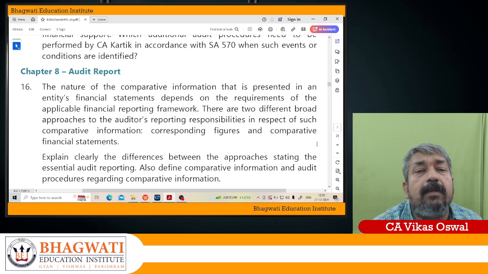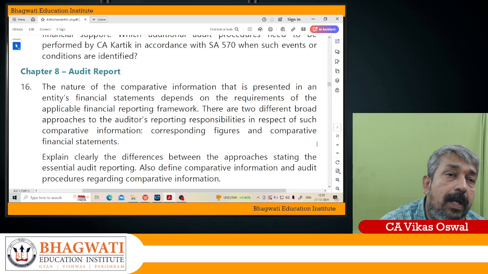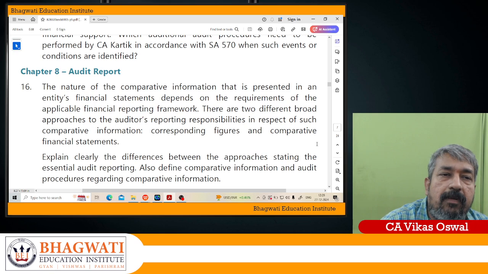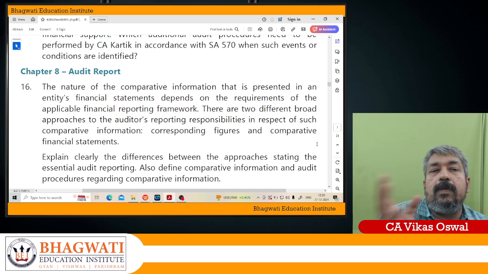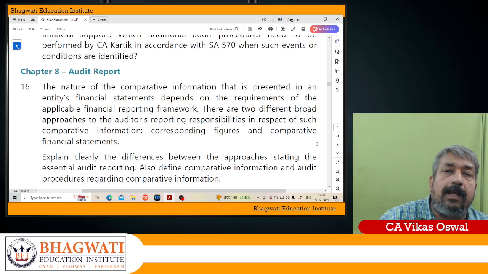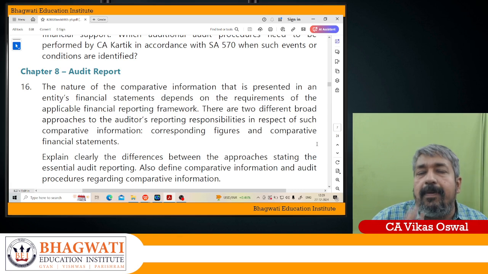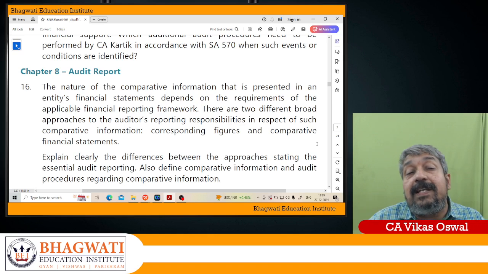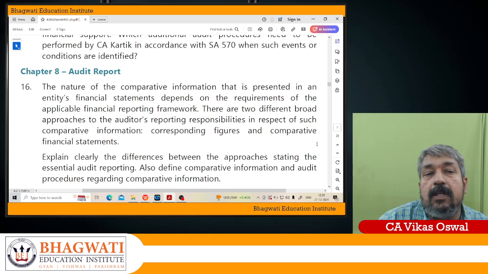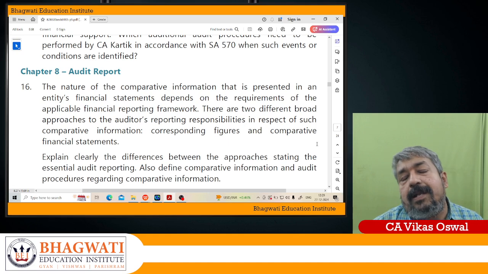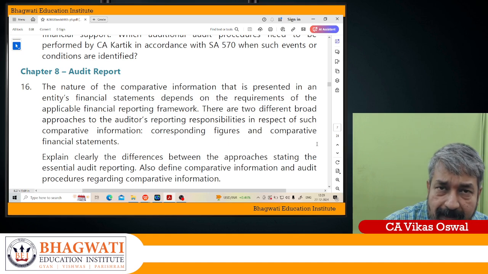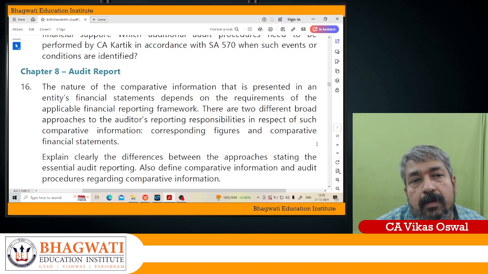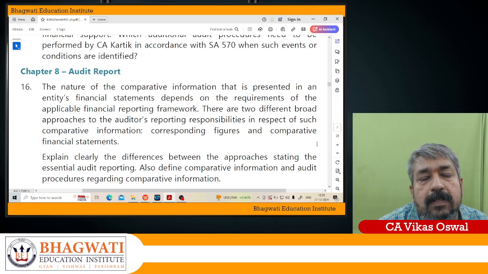So, whether comparative information is agreeing with the amounts and disclosure presented in the prior period, and the accounting policy reflected in the comparative information is consistent with what is applied in the current period. Whatever accounting policy you follow in the current period, the same accounting policy is being followed in the comparative information. And if there is any change in the accounting policy, whether these changes are presented and disclosed as per the applicable financial reporting framework. So any changes in the accounting policy are properly accounted for and adequately presented and disclosed.